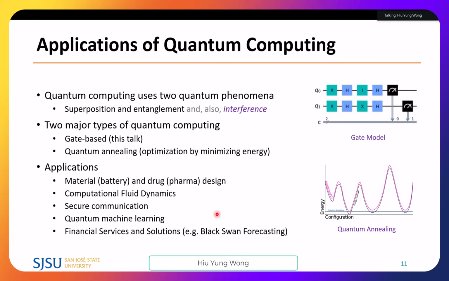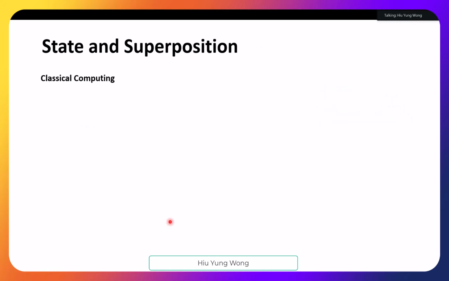It has many applications for material design, computational fluid dynamics, secure communication, financial services, quantum machine learning. In one word, if it works, as you know from news, it's going to be game changing, right? But now it's still not working. That is the caveat. So what is a quantum computer?